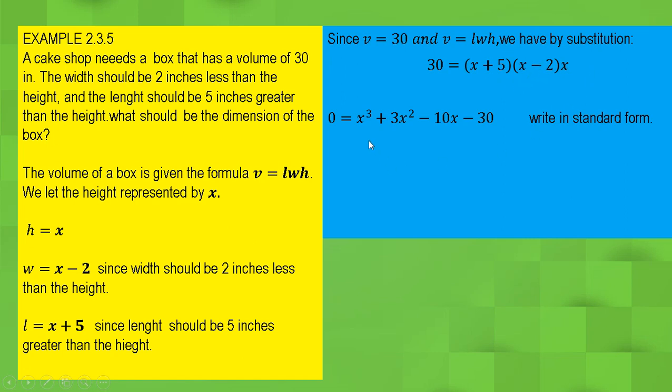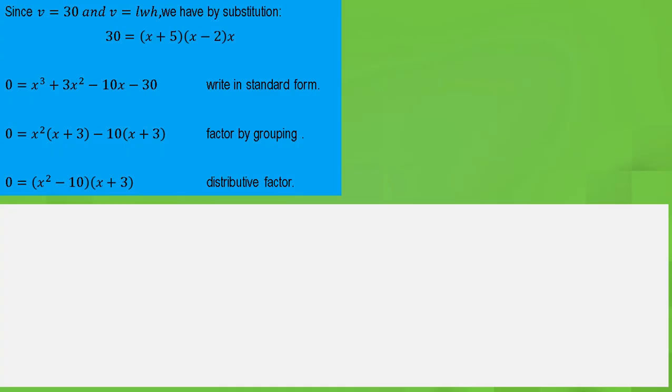And then equate it to 0 and write it in standard form. x cubed plus 3x squared minus 10x minus 30. How did it come to this? Just distribute by multiplication. And then factor by grouping. Group x cubed plus 3x squared, which gives x squared times x plus 3. And then negative 10x minus 30 gives negative 10 times x plus 3. They have the same factor, x plus 3. So we get x squared minus 10 times x plus 3.